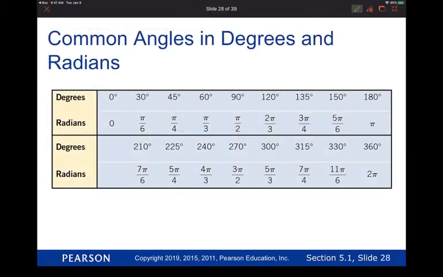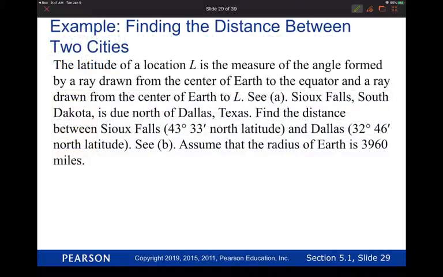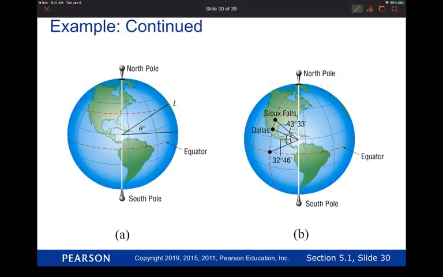We'll talk about these common angles in degrees and radians, and we'll come back to something like this. This is the one that we did on the quiz. It's an example in the text, but we already did this one with all the nuances. So this is the image that I was trying to get you to see.